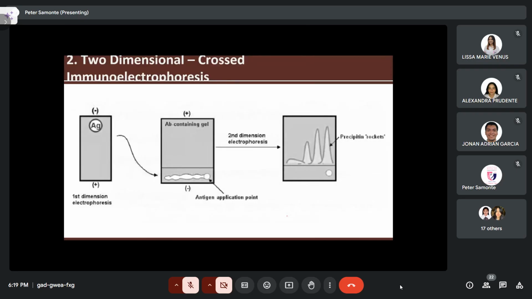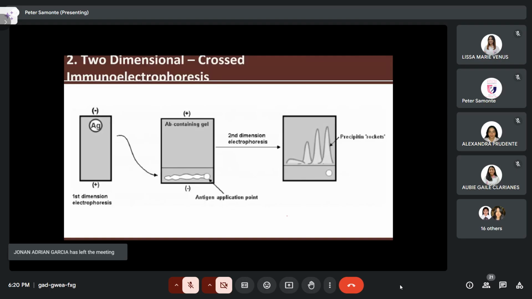So here you would have your antigen. Ito yung first dimension electrophoresis nyo class. You would first separate your antigens based on their size using electrophoresis. After that, you now add your antibody containing gel. Then you perform your second dimension electrophoresis and you would look for precipitin rockets. Diba pag ang antigen nyo, na-separate nyo siya, your antigens or your proteins would typically be separated according to size. Kapag mas pabilis or mas smaller sila class, they would tend to be found farther from the starting point.